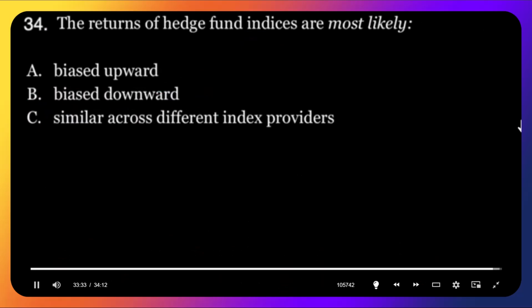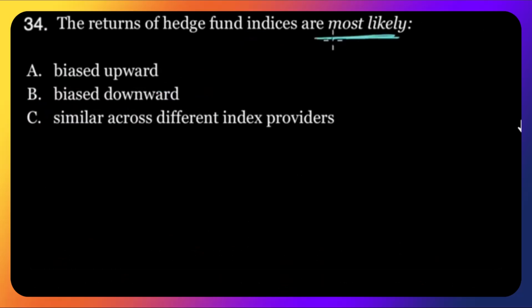The returns of hedge fund indices are most likely biased upward, biased downward, or similar across different index providers. Well, if I can choose to report or not to report, and I can choose who to report to, I'm only going to choose to report if I got something really great to report. So typically, of all those reporting, they'll tend to be the ones that want to report. The ones that did poorly won't want to report, so the results of the index will be biased upwards, because if I did bad, I'm not telling you.